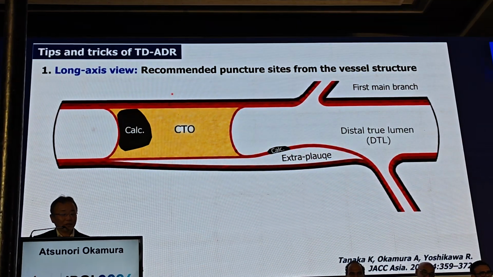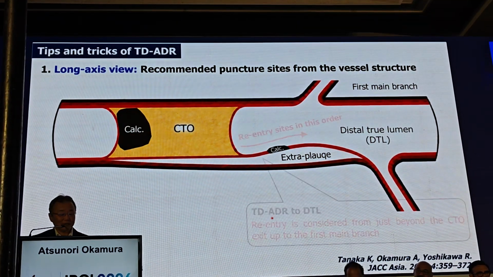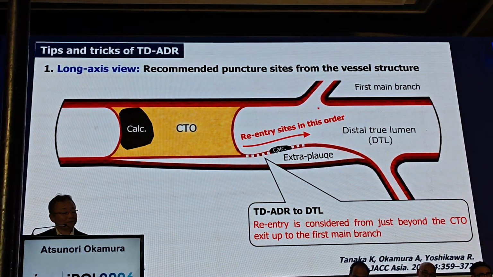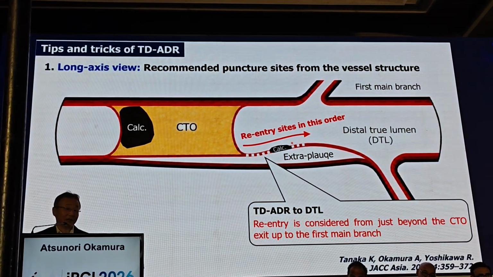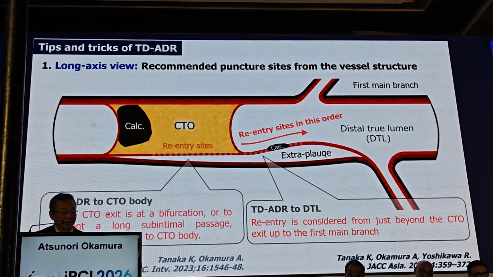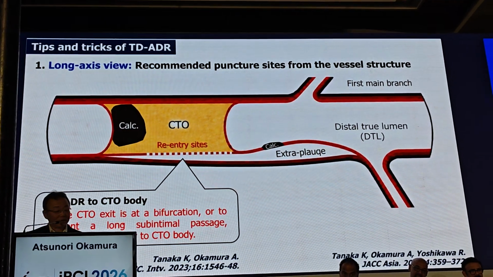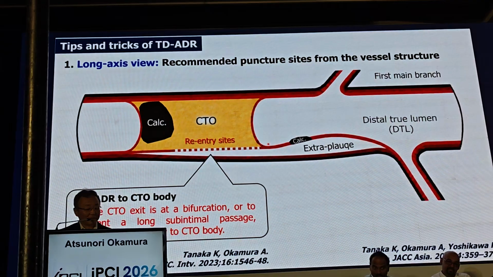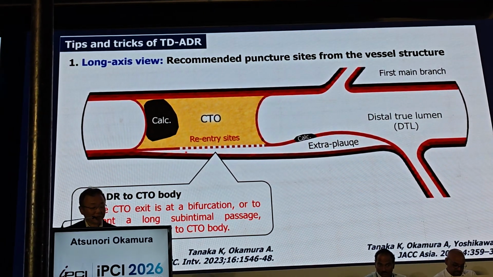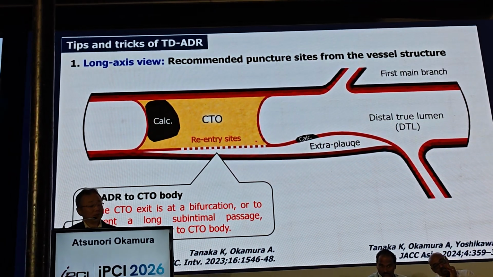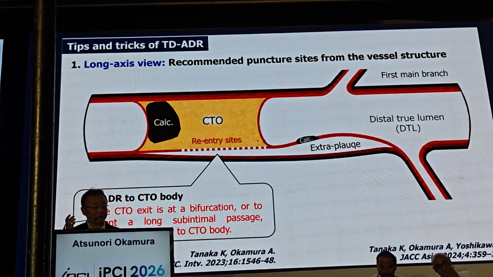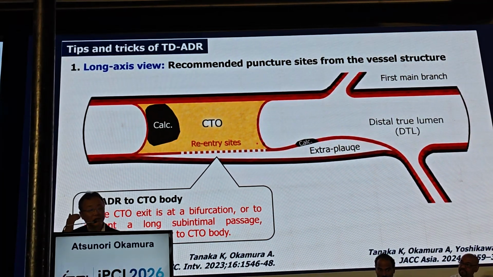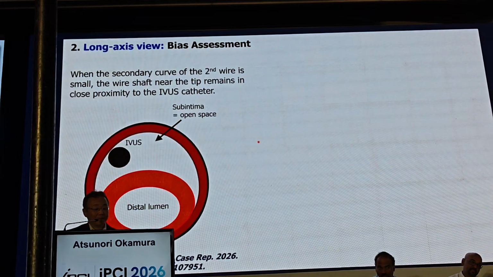In the long axis view, the recommended puncture site is from just beyond the CTO exit until the first main branch, except for the calcification region. But if the CTO exit is located at the bifurcation, or to prevent a long subintimal passage, it's better to re-enter from the CTO body. Compared to the Stingray, the tip detection method enables re-entry into the CTO body.